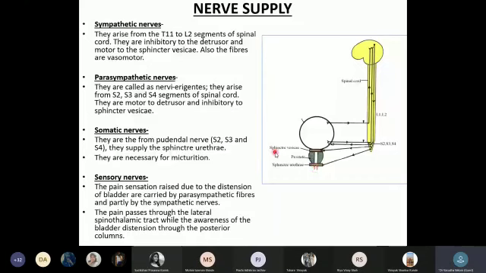So for somatic nerves, the root value is S2, S3, S4. For parasympathetic also, the root value is S2, S3, S4. The difference is that they are autonomic nervous system, while these are somatic nerves. So these are responsible for the act of micturition.